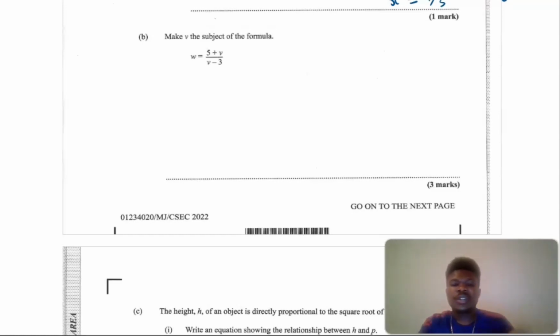So when we want a variable to be the subject of our formula, we need that variable to be on one side by itself, preferably the left hand side. It doesn't really matter, but we tend to read from left to right, so that's why. So here we have v in both the numerator and denominator. So best to get rid of the denominator, and by doing so we need to multiply in this case. So let's start by multiplying both sides by v minus 3.